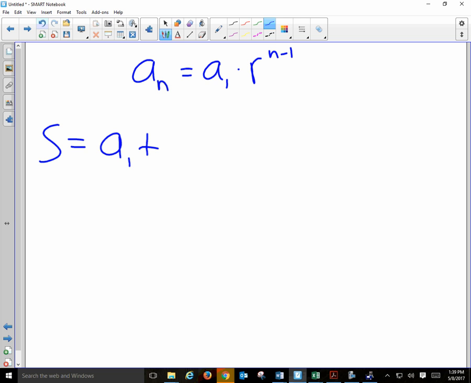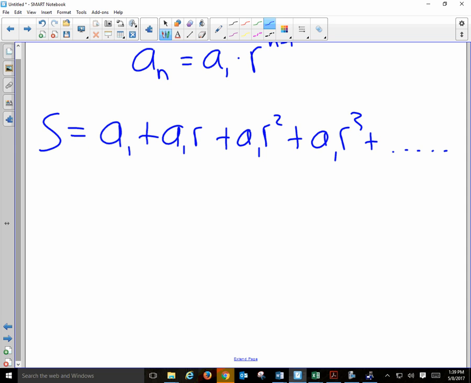You get a sub 1 times r to the first. And then you get a sub 1 times r to the second, and you get a sub 1 times r to the third, and that will just continue on and on and on, right? Forever. Infinite grouping. Now, we'll see if you can follow this piece. All you have to do is just follow this basic piece here.